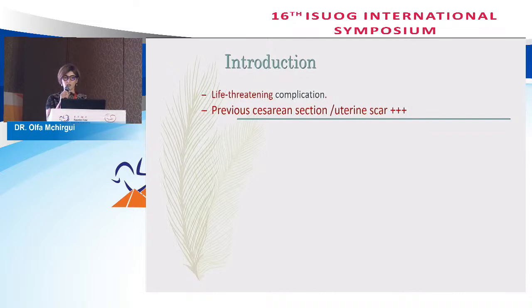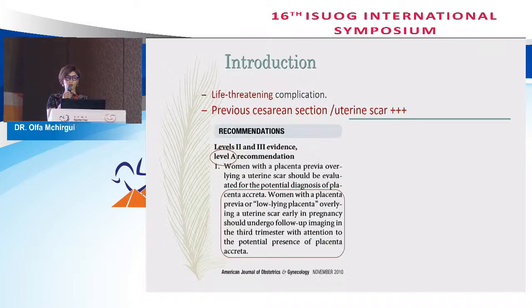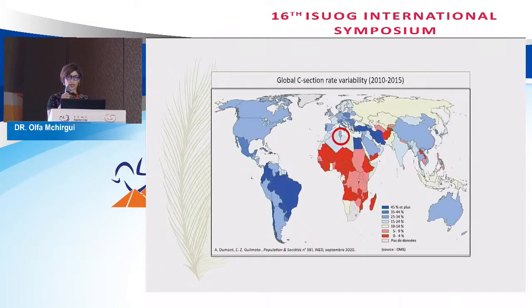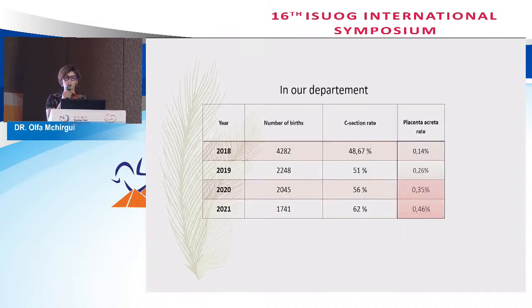It is a life-threatening complication whose risk increases in case of previous cesarean section or uterine scar. And according to the latest data published by the World Health Organization, the C-section rate is increasingly rising. For example, it ranges between 25 and 35% in Tunisia, and it is 45% and more in Egypt. In our department, during the last years, the C-section rate increased to 62%. Likewise, the placenta accreta spectrum disorder rate reached 0.46%.